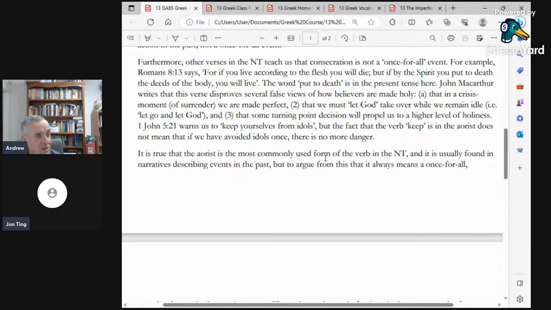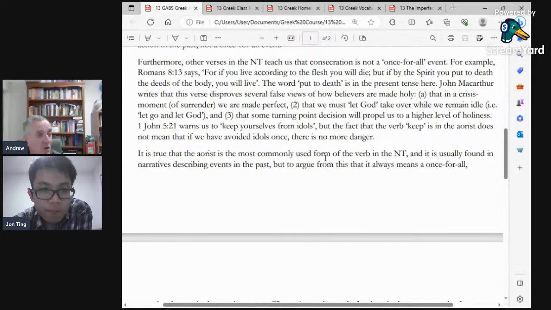Two, that we must let God take over while we remain idle. And three, that some turning point decision will propel us to a higher level of holiness. 1 John chapter 5 verse 21 warns us to keep yourselves from idols. But the fact that the verb keep is in the aorist does not mean that if we have avoided idols once, there is no more danger.